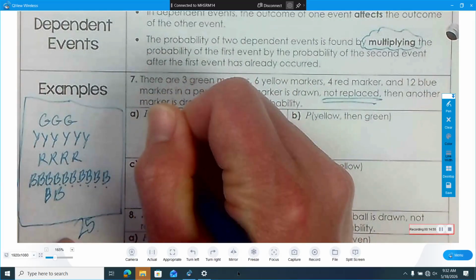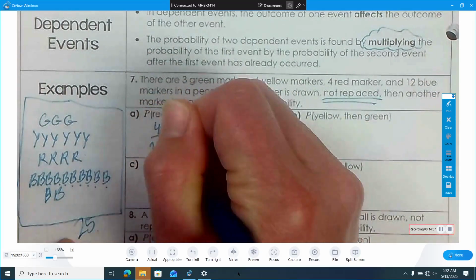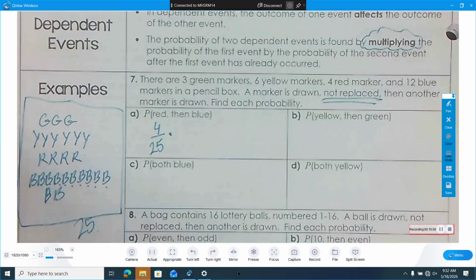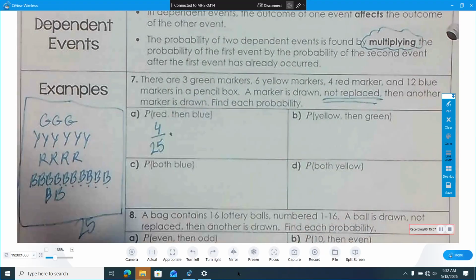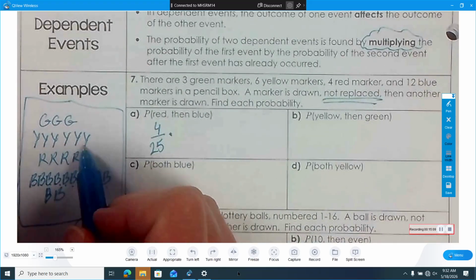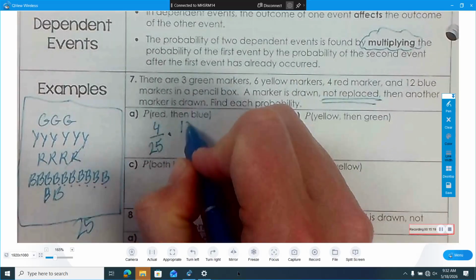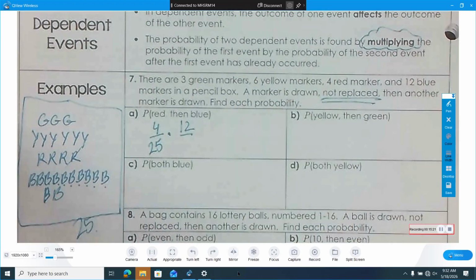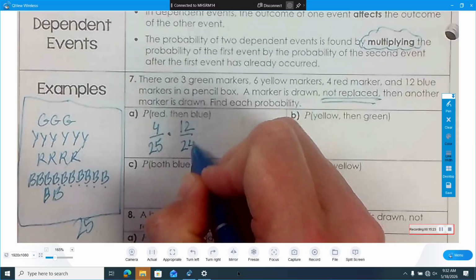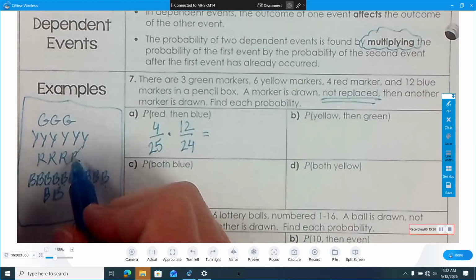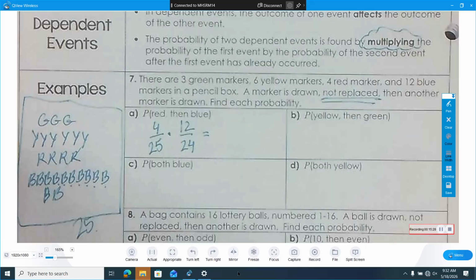Now, I drew one of those markers. I don't know what color it was, but I drew one of them away. Then let's pretend I got a red. If I got that red, what's the probability that I then draw a blue? There's still 12 blues in there out of how many markers are in there now? 24. And that's the difference because we pulled out one of our winners there.